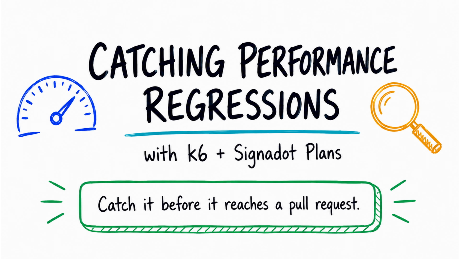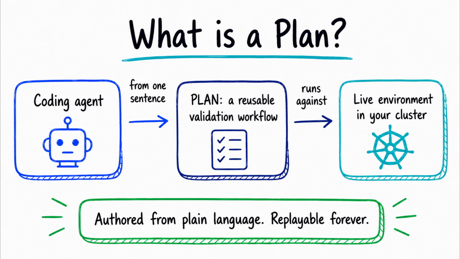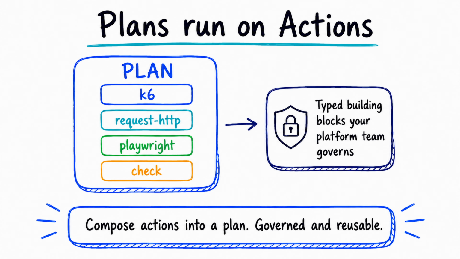Welcome. In this tutorial, I'll show you how to catch performance regressions before they ever reach a pull request, using K6 and Signadot Plans. A plan is a small, reusable validation workflow that a coding agent authors from natural language and runs against a live environment in your Kubernetes cluster. Plans are built on actions, typed building blocks your platform team governs.